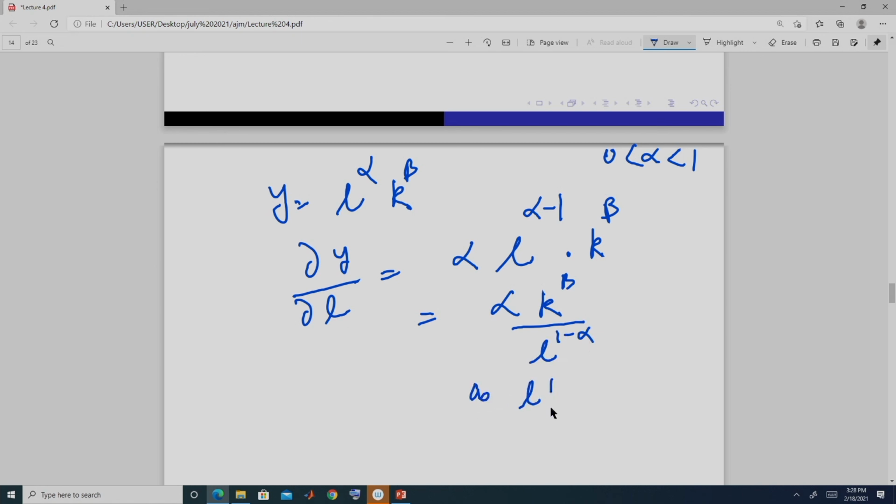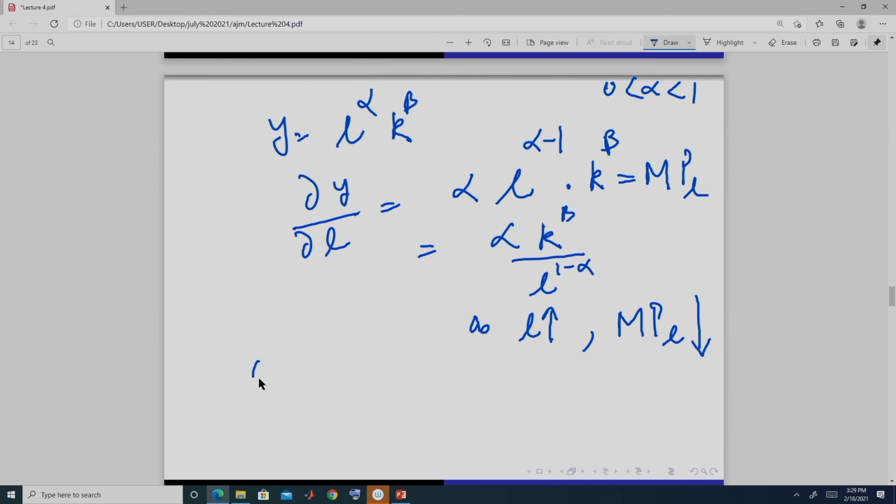That as labor increases, this is what you can call the marginal product of labor. Marginal product of labor decreases. Okay?